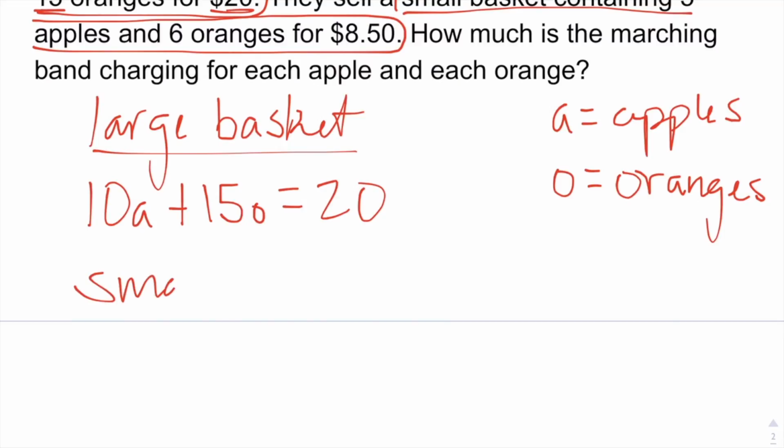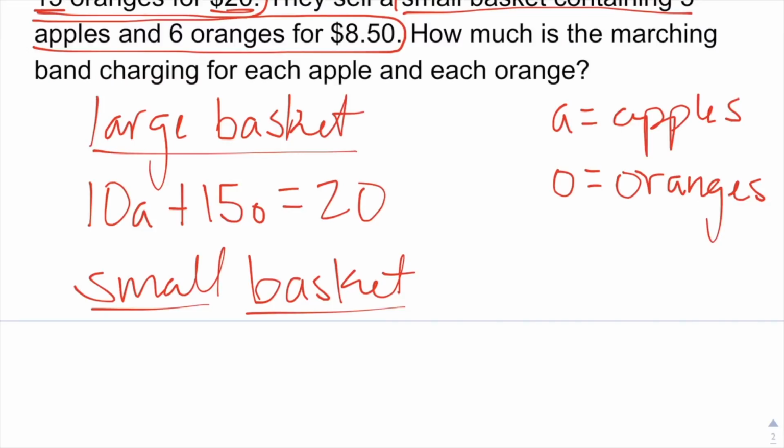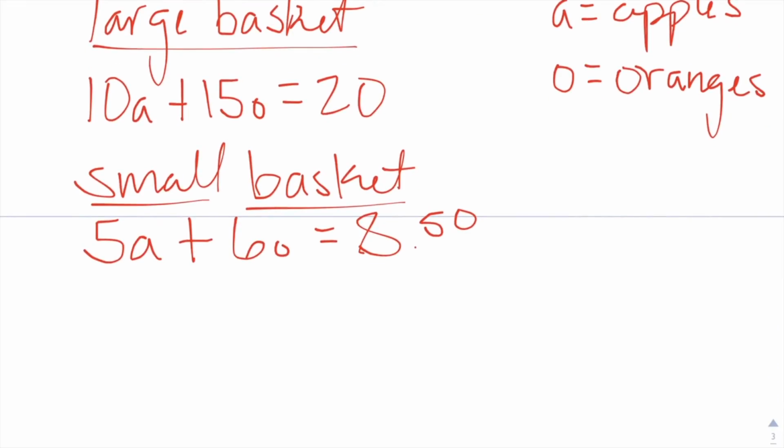Alright, small basket. And it's going to be 5 apples plus 6 oranges equals $8.50. Okay, so as you can see, we have two equations, and we want to find out how much the apples cost and the oranges cost. So it's kind of like when we were doing substitution, and we were looking for X, and then we were looking for Y.